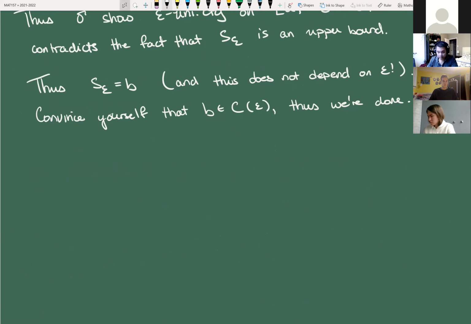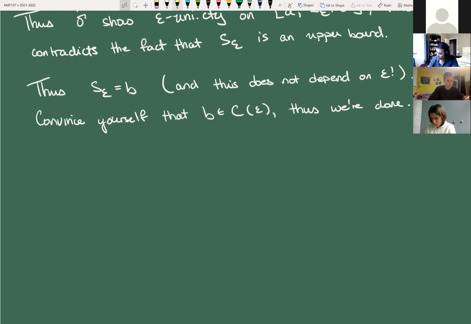It does not depend on epsilon because we fixed some epsilon in the beginning, right? And then the answer was just always B, regardless of which epsilon I chose, right? So epsilon had no impact whatsoever on the fact that its supremum was B. So it must hold for all epsilon. And if it holds for all epsilon, that's what I need in order to get uniform continuity, right?